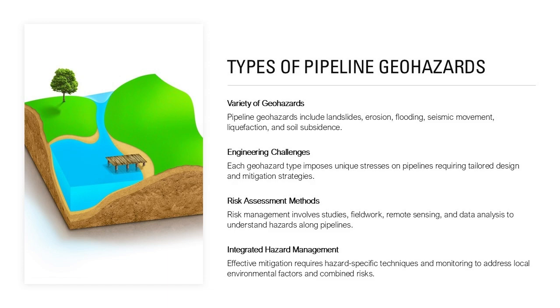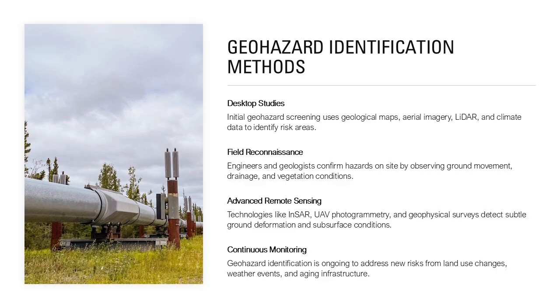Geohazard identification is the foundational step in pipeline geohazard risk management, as unidentified hazards cannot be effectively assessed or mitigated. Identification methods combine multiple data sources and investigative techniques to build a comprehensive understanding of ground conditions and potential threats along the pipeline right-of-way. These methods range from high-level screening studies to detailed site-specific investigations.